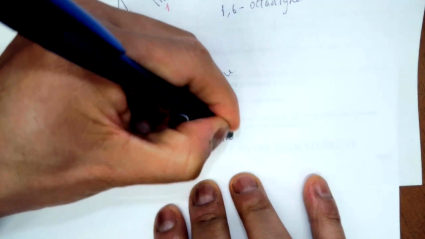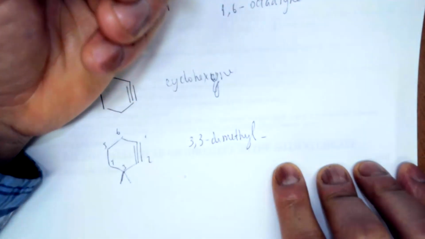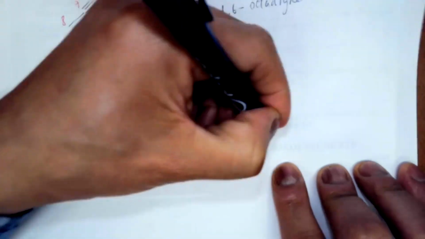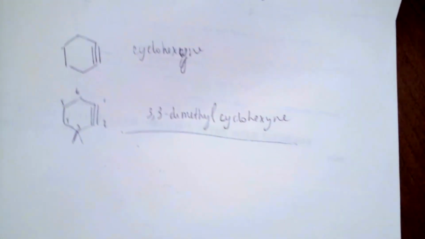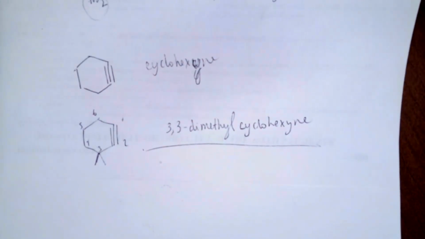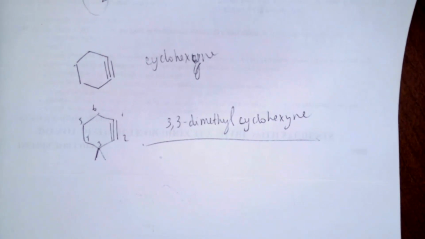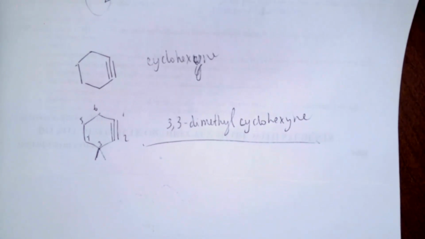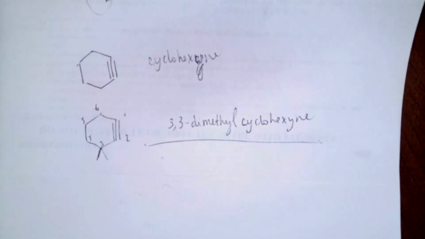3,3-dimethyl cyclohexadiene. Sorry, cyclohexane. So I have to say 1? No, because in rings, at least, it's more straightforward. In rings, definitely the number 1 should be the most important group. So cyclohexane should be the name for this compound. If you want to write the 1, it's not wrong, but it's redundant.